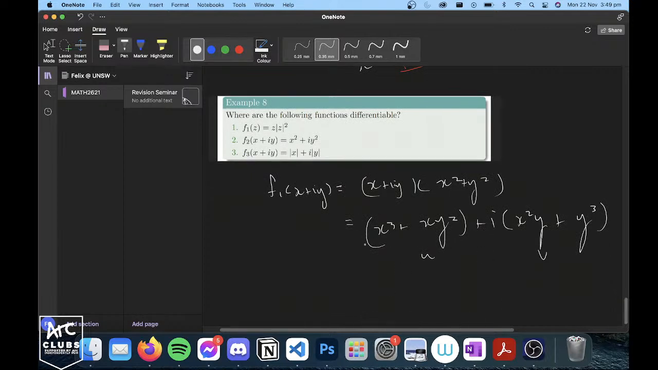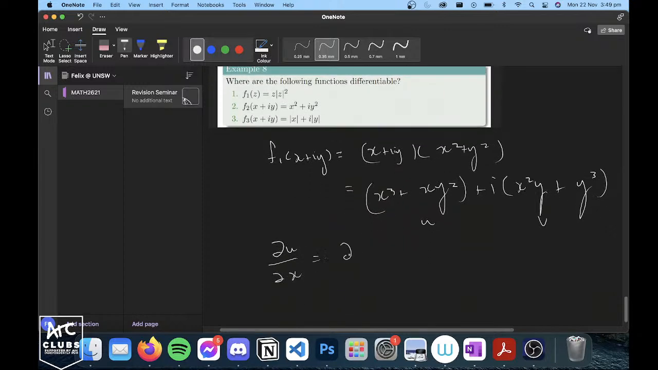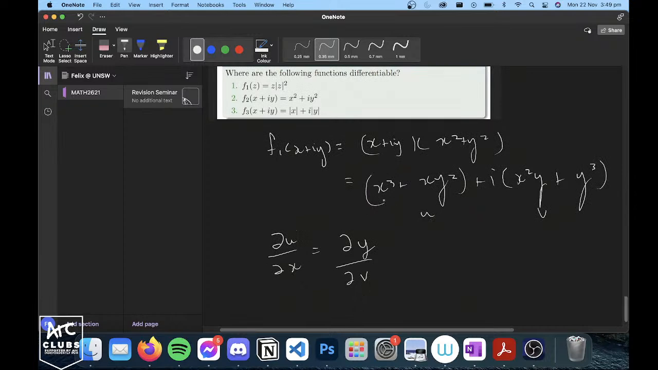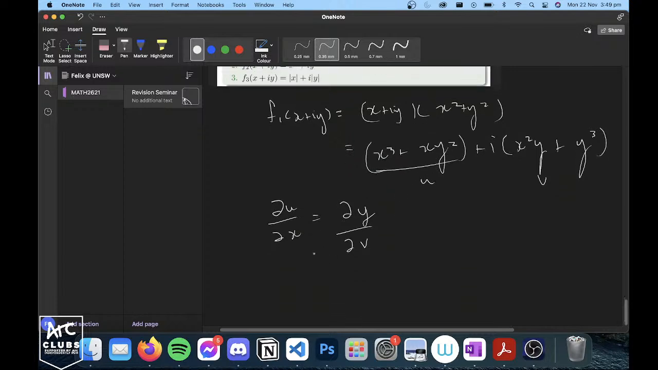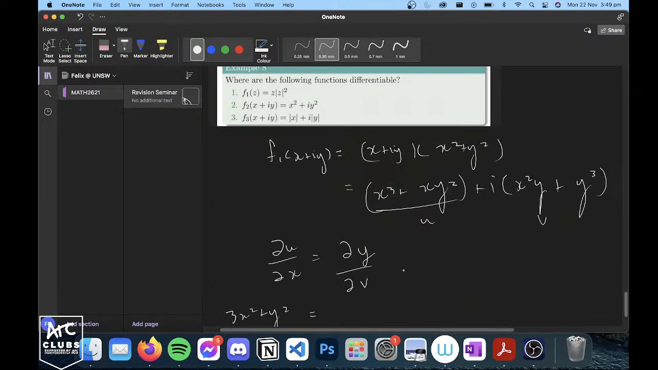And basically we want to test if the partial derivative of u with respect to x is equal to the partial derivative of v with respect to y. Let's just try to do this by inspection. Let's differentiate this in terms of x. We just get 3x squared plus y squared. No, I messed up. I always get this messed up. So it should be v on the top and y on the bottom.